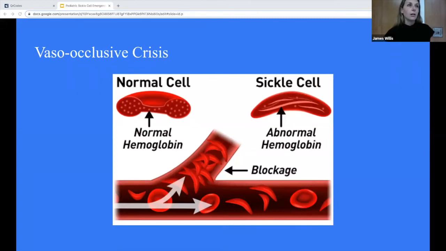Also, they commonly will have normal vital signs. So again, they won't be like the typical patient who's tachycardic, hypertensive. Usually they can have a normal heart rate, normal blood pressure. So again, you just have to listen to your patient.